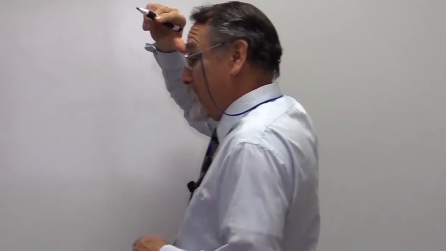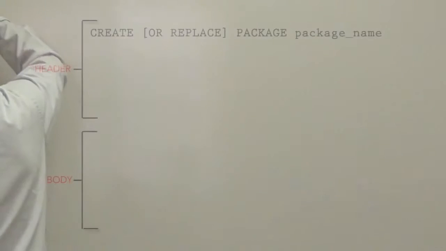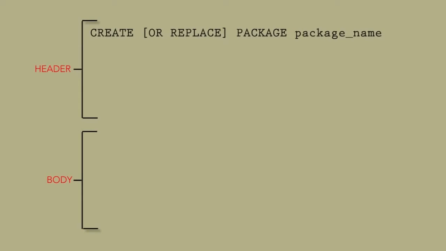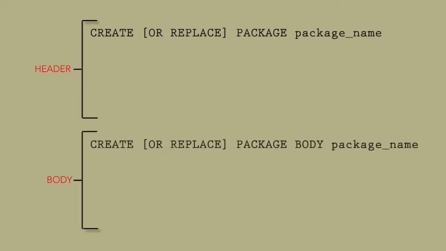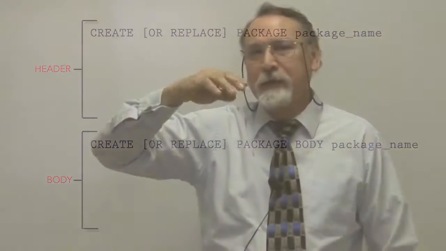Now, there's also the idea where you have the header and you have the body. And you have to have a create or replace for the header and a create or replace for the body. Now, what happens here is the package header portion basically is a list of the subprograms that will be used in the body.